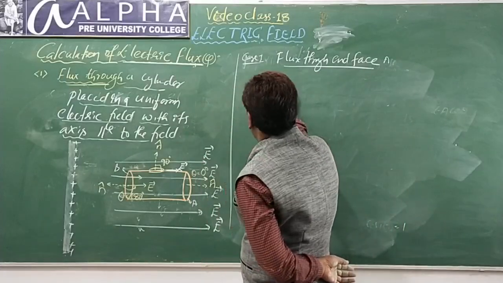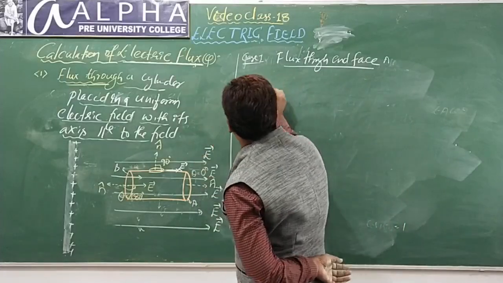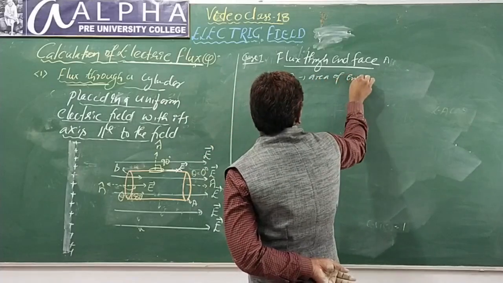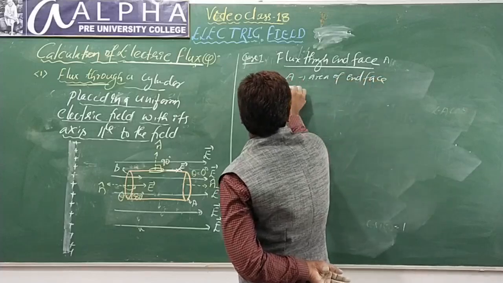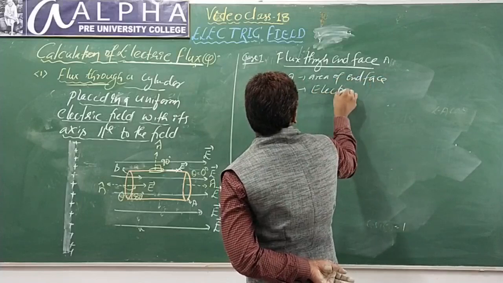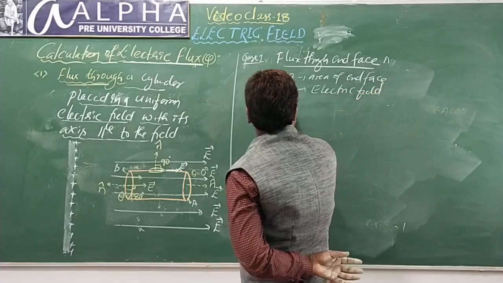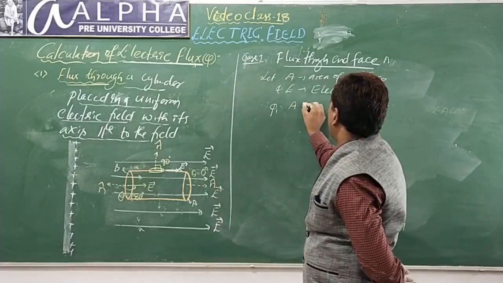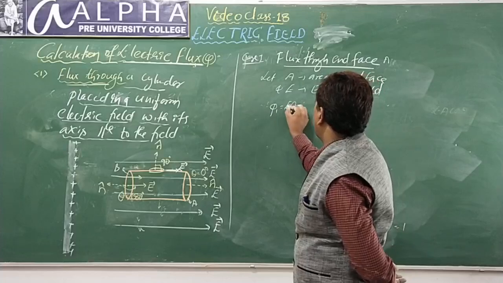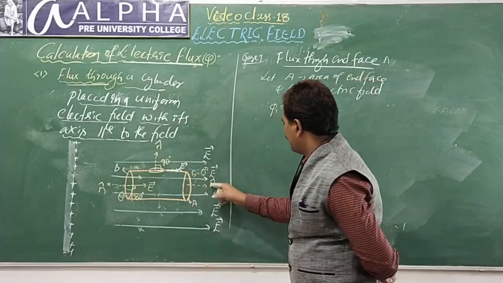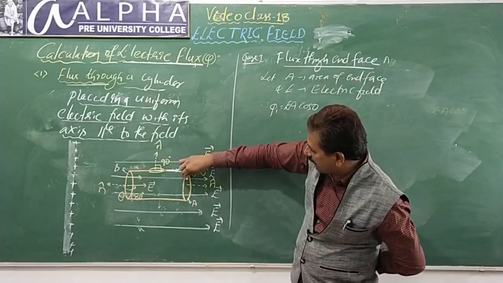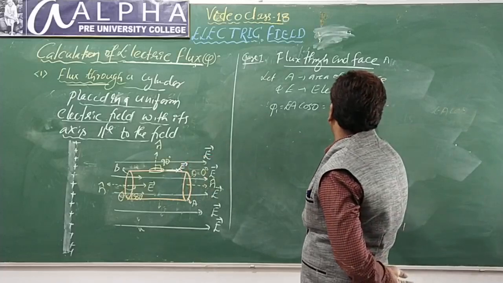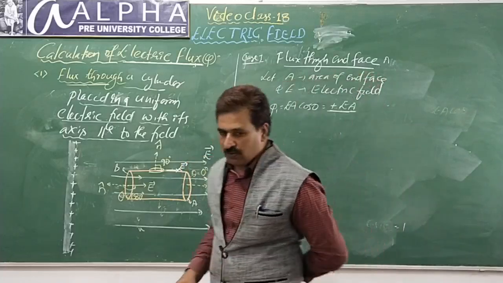What is flux? Flux is again, see here students, the end face area. Let A be the area of end face, and E the electric field value. Then what is flux phi 1? Phi 1 is electric field value E into area A into cos. What is the angle here? 0. Why 0, students? Again, electric field is in the same direction as the normal. What is the total value? Plus EA, right? Plus EA. This is the value.